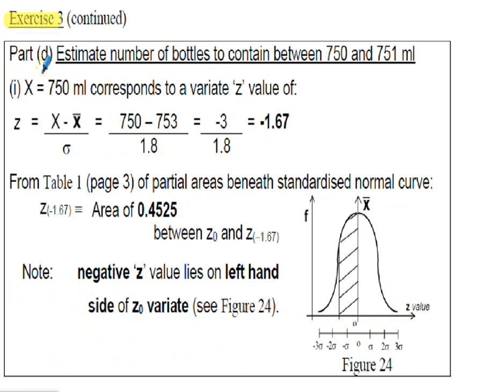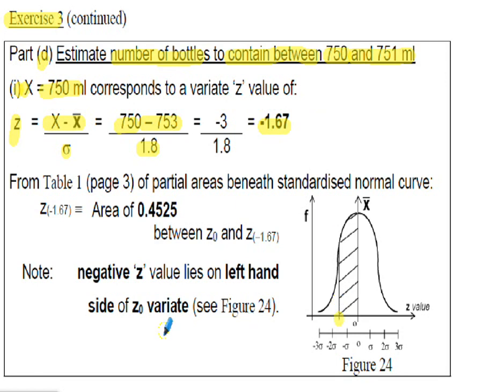Exercise 3 continued here, part D. We're asked to estimate the number of bottles that contain between 750 and 751 millilitres. So step 1, our x is 750 millilitres. To find the z, that's x take away x bar upon sigma. So in this case that's 750 take away 753 divided by 1.8. That gives us a variate z of minus 1.67. So that's to the left of our x bar value. So that's down here.